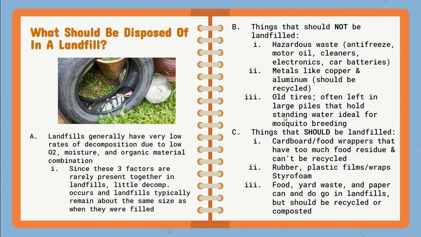Things that can be landfilled, so these are things that could potentially become decomposed in the landfill over time. That would be cardboard, food wrappers that maybe don't have as much food residue in them that can't necessarily be recycled, rubber, plastic film, styrofoam, food or yard waste. Paper can go in a landfill, but it can also be recycled or even composted in the home as well.